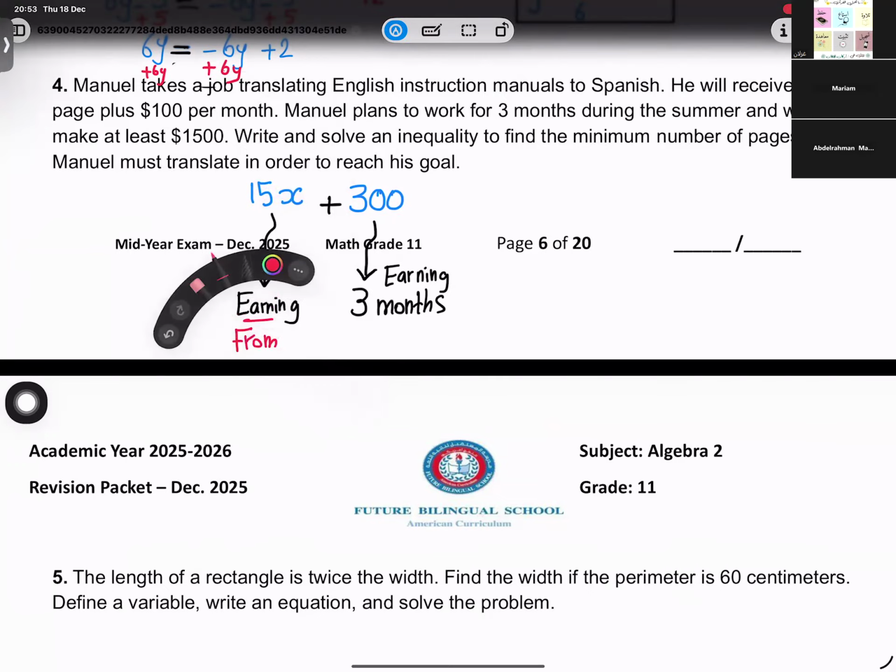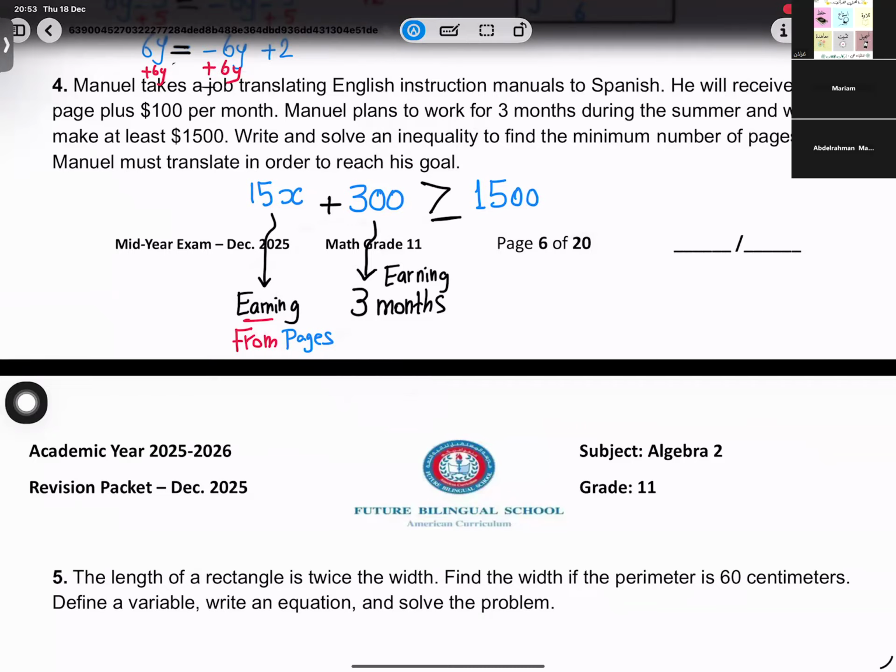Both of them must be greater than or equal to what? His goal, 1500. Excellent. Earnings from pages, translating pages. Then you have to isolate the x. Important: you move the 300. So it becomes 15x greater than or equal to 1200. And then you divide by 15. Bravo, excellent.